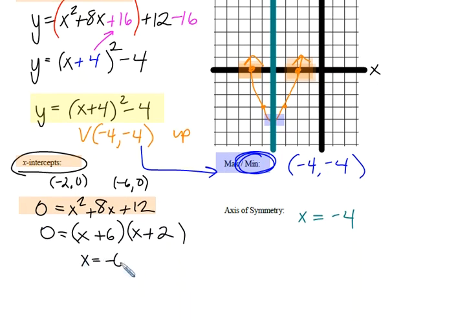So on the one hand, x is equal to negative 6. On the other hand, x is equal to negative 2. And at both of those locations, for x-intercepts, the y value would be 0. So that is how we would algebraically solve for the x-intercepts. If the expression couldn't be factored, we could solve it using the quadratic formula or by completing the square. Let's go to our next example.